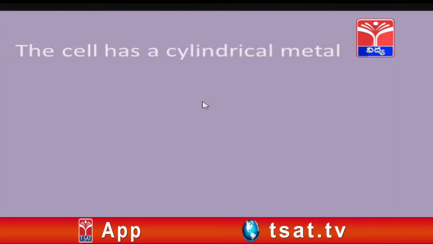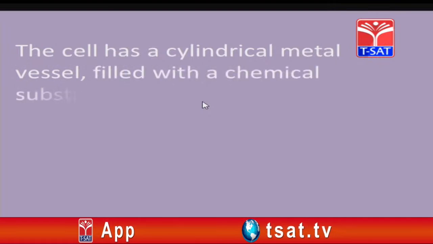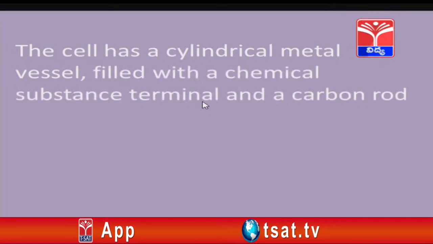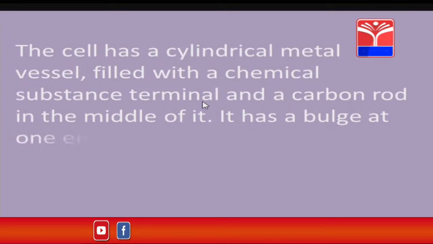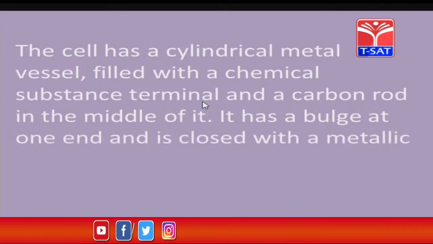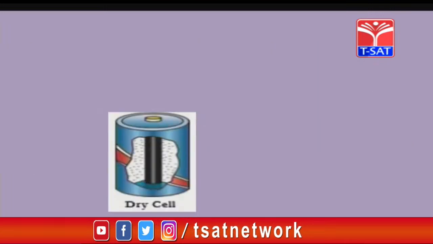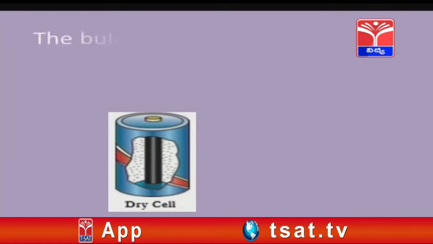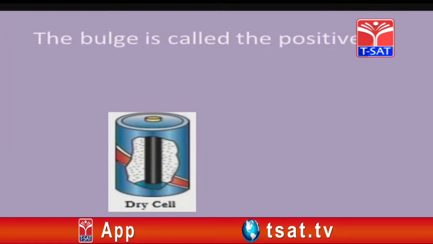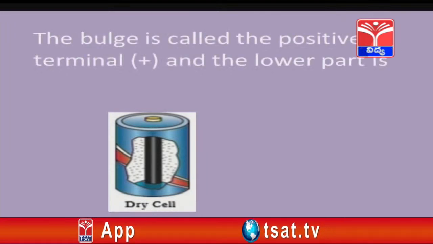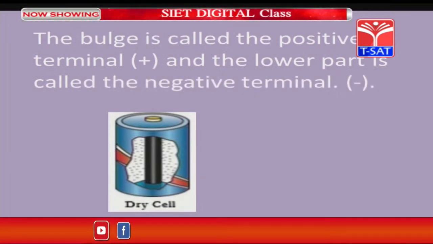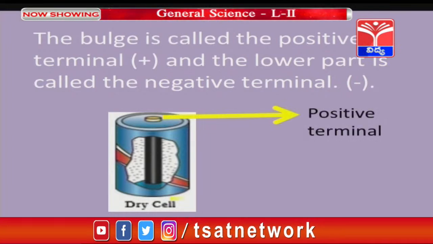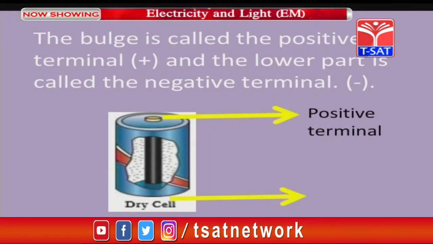The cell has a cylindrical metal vessel filled with a chemical substance, and a terminal and carbon rod in the middle of it. It has a bulge at one end and is closed with a metallic cap. Now observe the cell. The metallic cap is there above, and the chemical is present inside. The bulge end is called the positive terminal and the lower part is called the negative terminal.